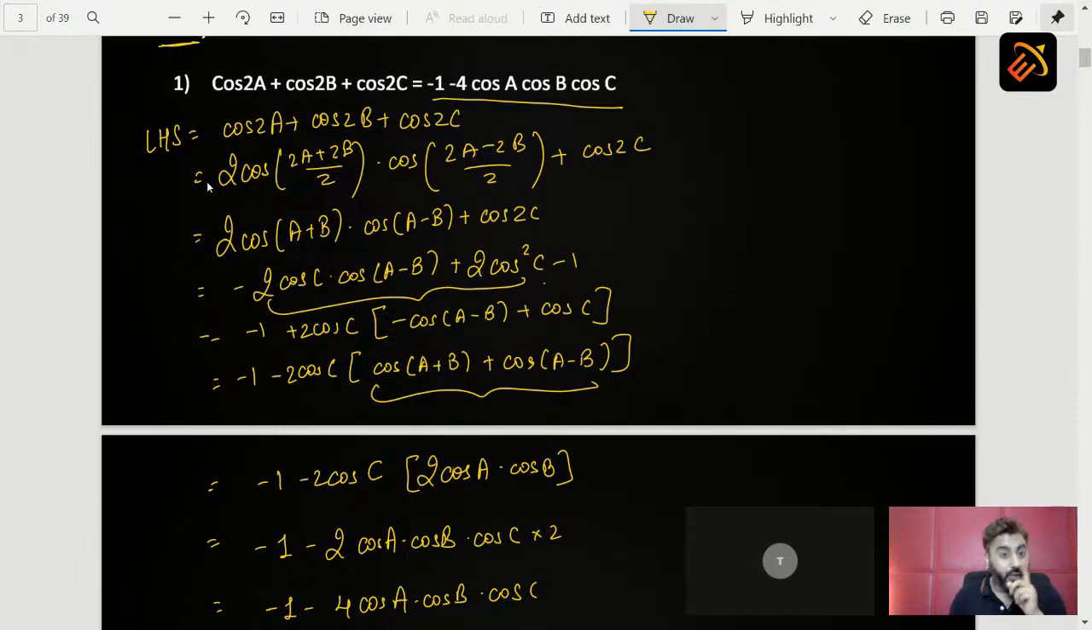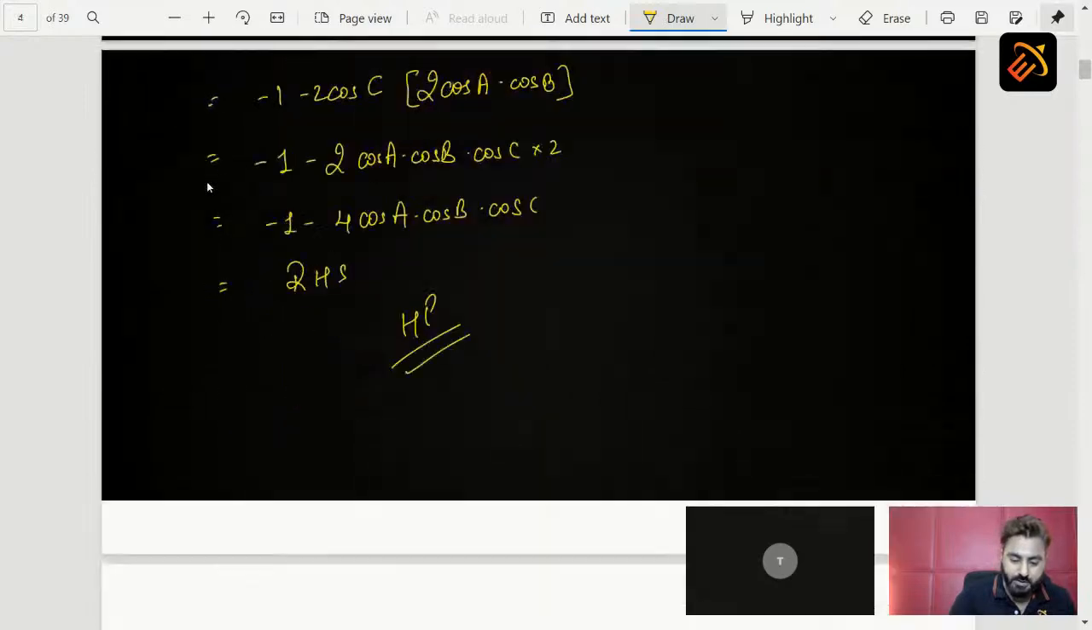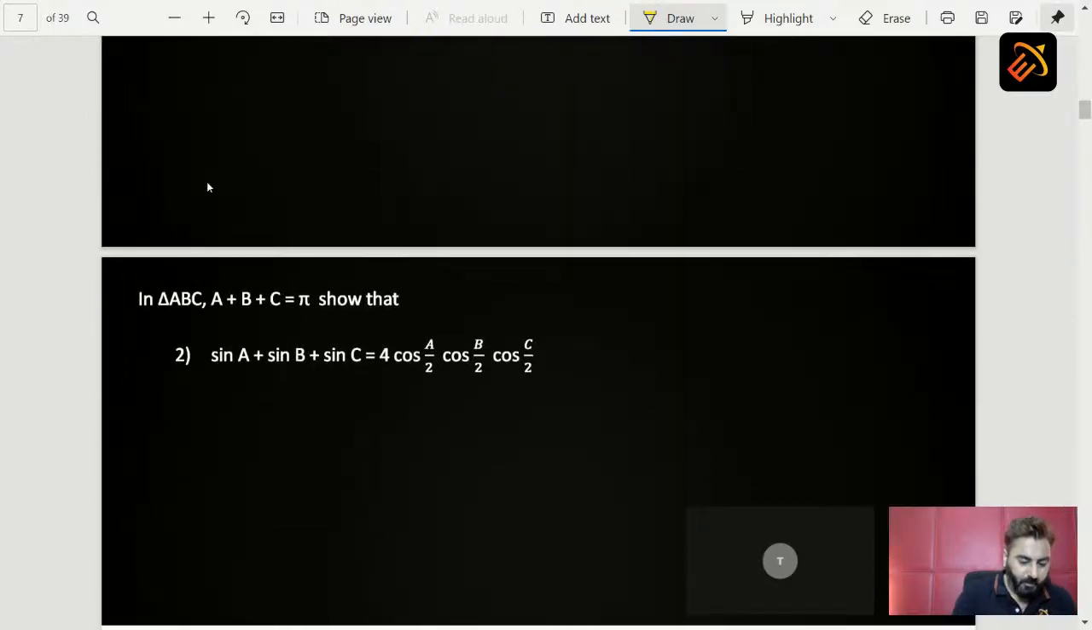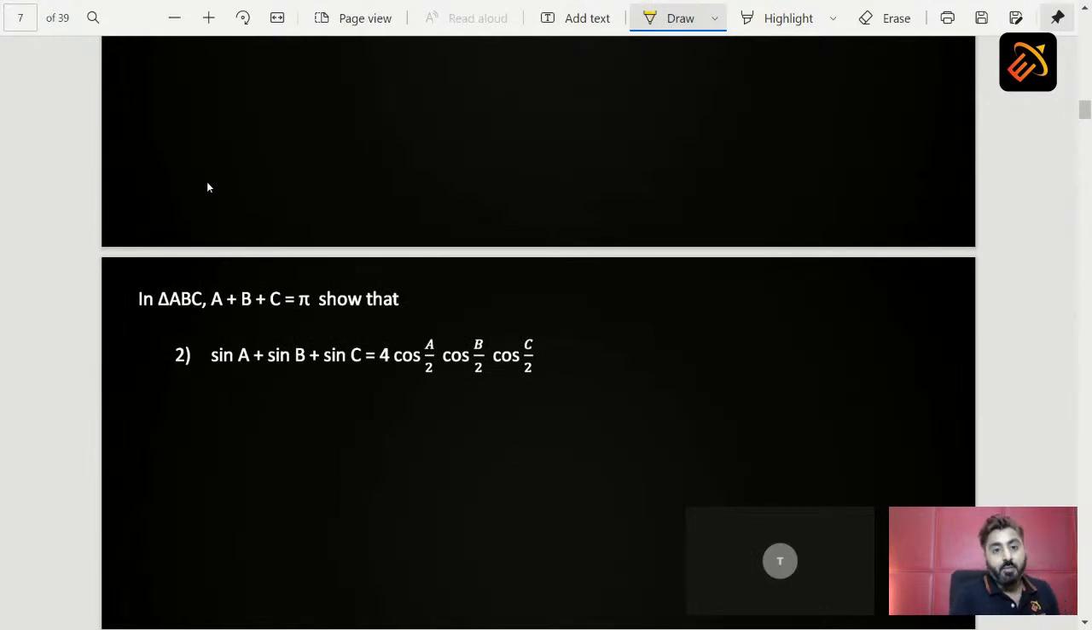So students, moving on to the next question. Our next question is, in triangle ABC, A plus B plus C is equal to pi. You have to show that sine A plus sine B plus sine C is equal to 4 times cos A by 2 into cos B by 2 into cos C by 2. How do you solve this?